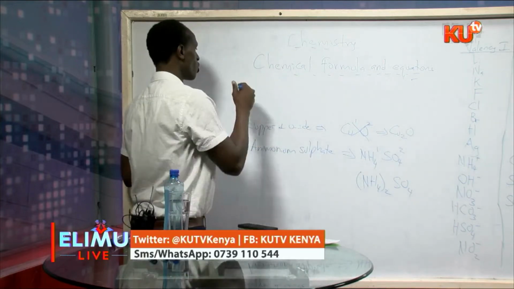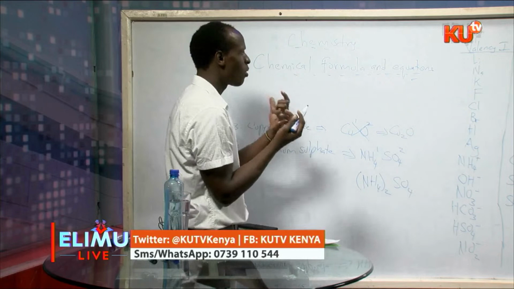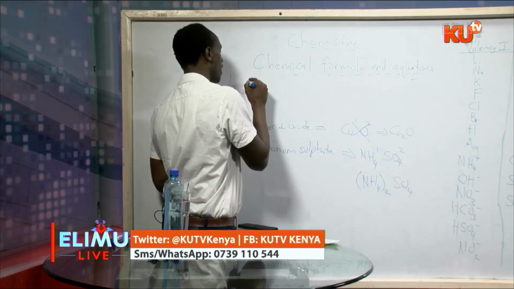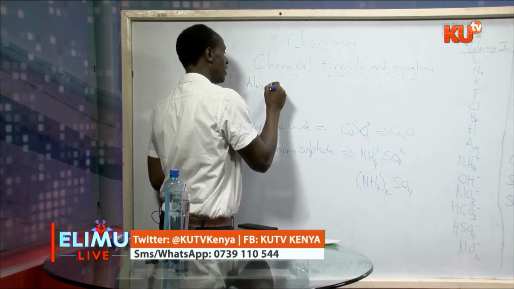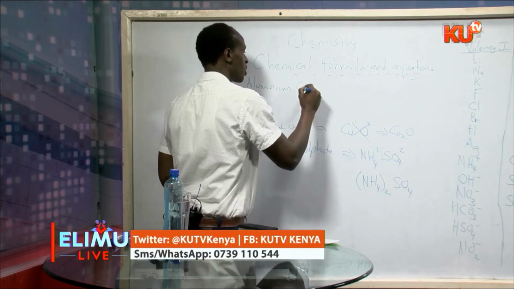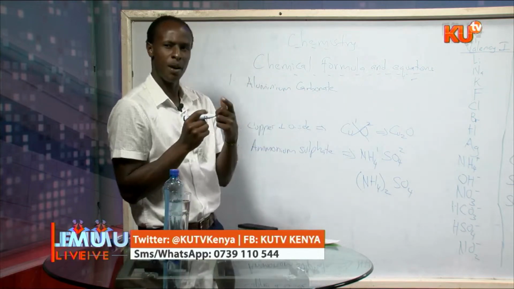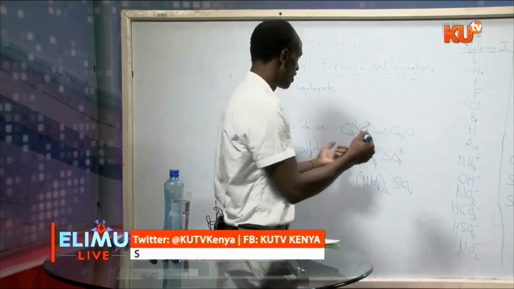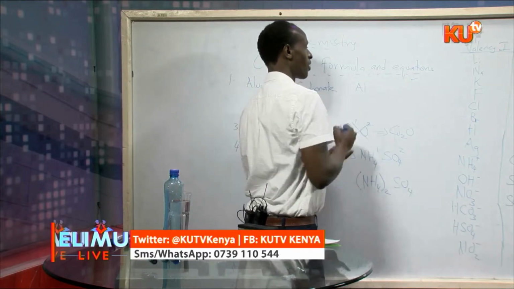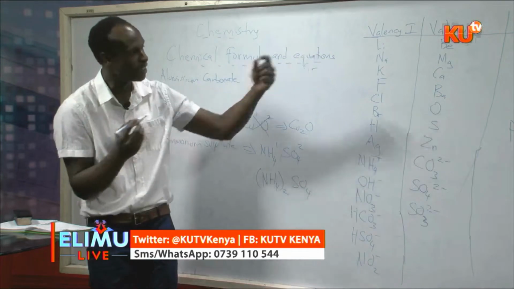Aluminium carbonate. Remind yourself what's the symbol of aluminium and what's the symbol of a carbonate. That's the first step you need to start with so that you can get the correct formula. Aluminium is Al. What is its valency? Valency 3.